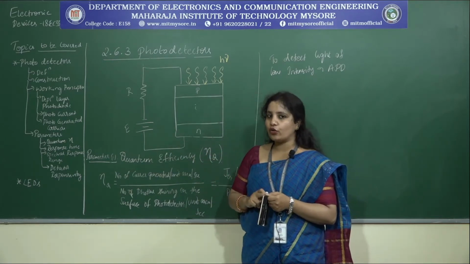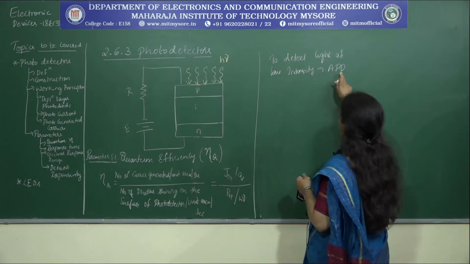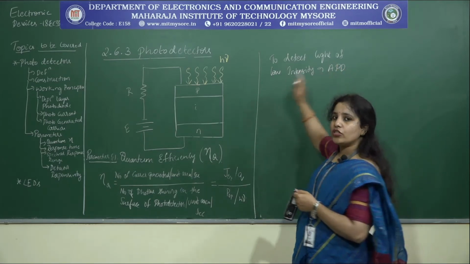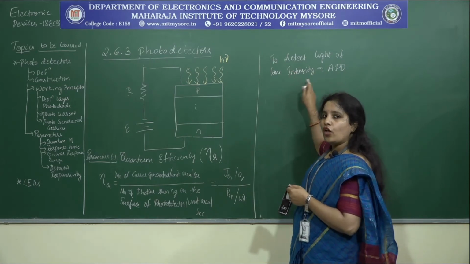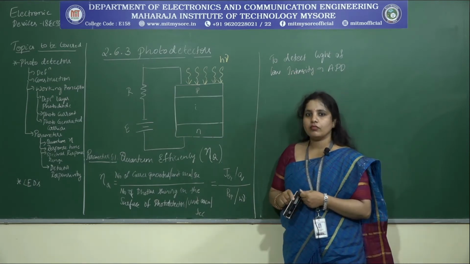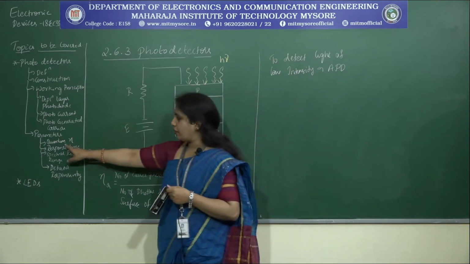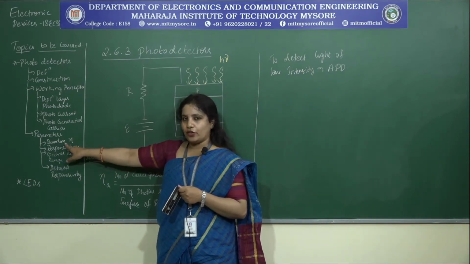It will be more than 100%. That is for which kind of photodiodes? It is for the avalanche photodiodes. Now, what is the purpose of having these avalanche photodiodes? It is to detect the light which is of low intensity. All of you are clear till here? So, that is regarding the first parameter, that is quantum efficiency.